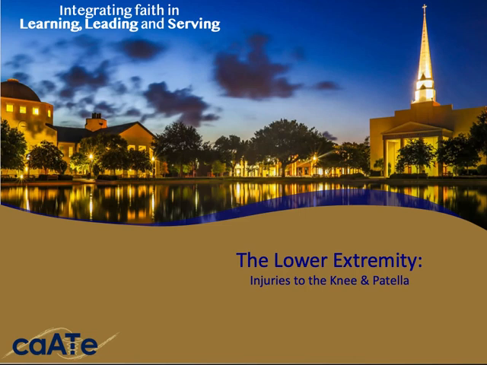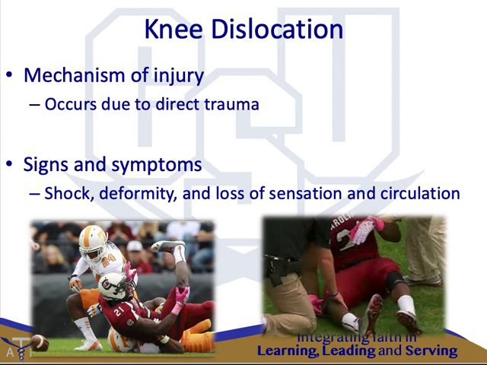Our first injury that we'll look at are knee dislocations. A knee dislocation occurs when the femur or the tibia is displaced. These dislocations are very rare, especially in athletics, but they can still occur. When knee dislocations occur, other secondary injuries occur to the soft and bony tissues.